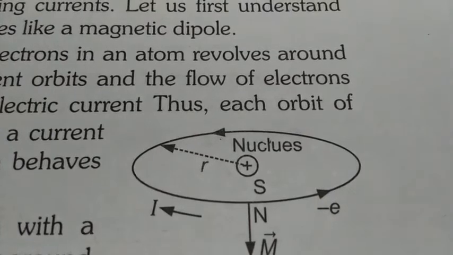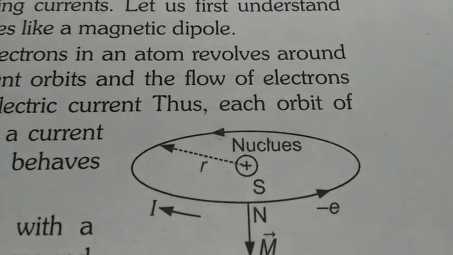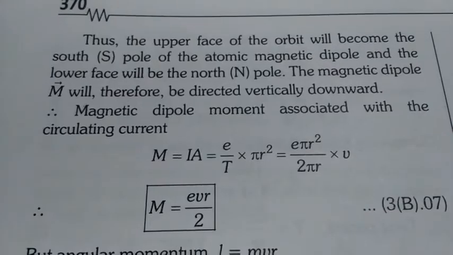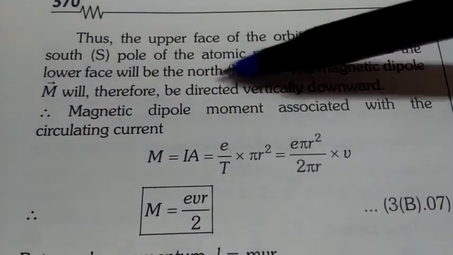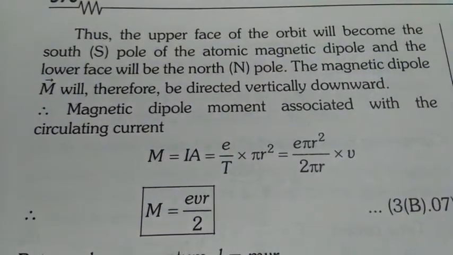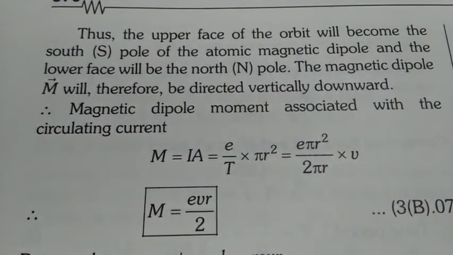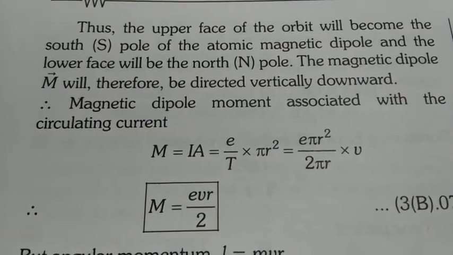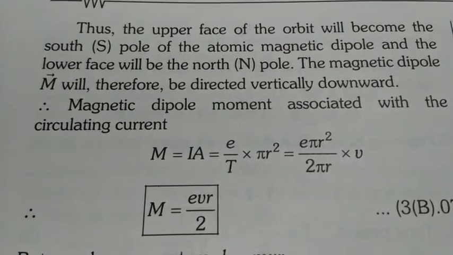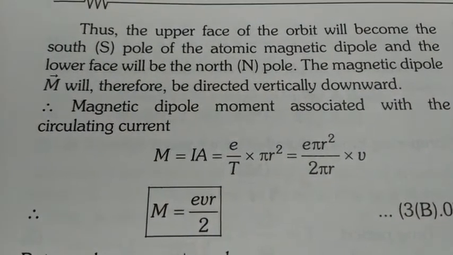So here also we get one dipole because of the motion of the electron. The magnetic dipole M will therefore be directed vertically downward. The direction of a magnetic dipole is from S to N pole. The upward side is the S pole, the downward side is the N pole. So the direction of M will be from upward to downward.